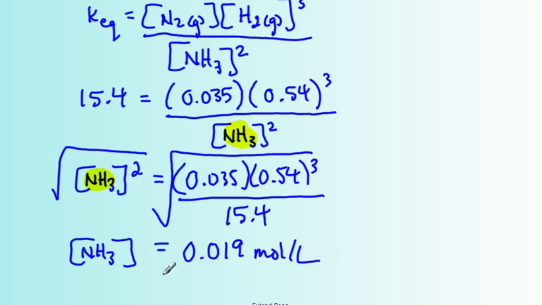moles per liter. We know the units are moles per liter because by definition, how we've defined this equilibrium constant, the units for the concentration of ammonia are moles per liter. So this is a valid thing to do, even though the units aren't appearing up here. So 0.019 moles per liter is the concentration of ammonia at equilibrium if the concentrations of nitrogen and hydrogen are the ones that were given.